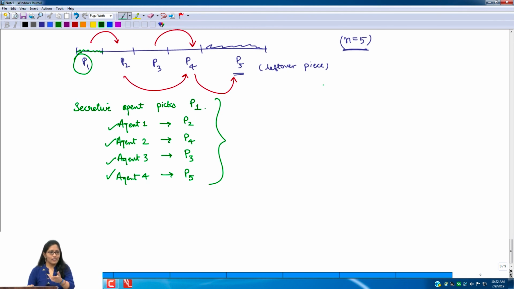Again, it's not trivial to see that we'll have strategy proofness over here. We're not dealing with any manipulations currently. We know the valuations, or let's say the agents are being truthful.